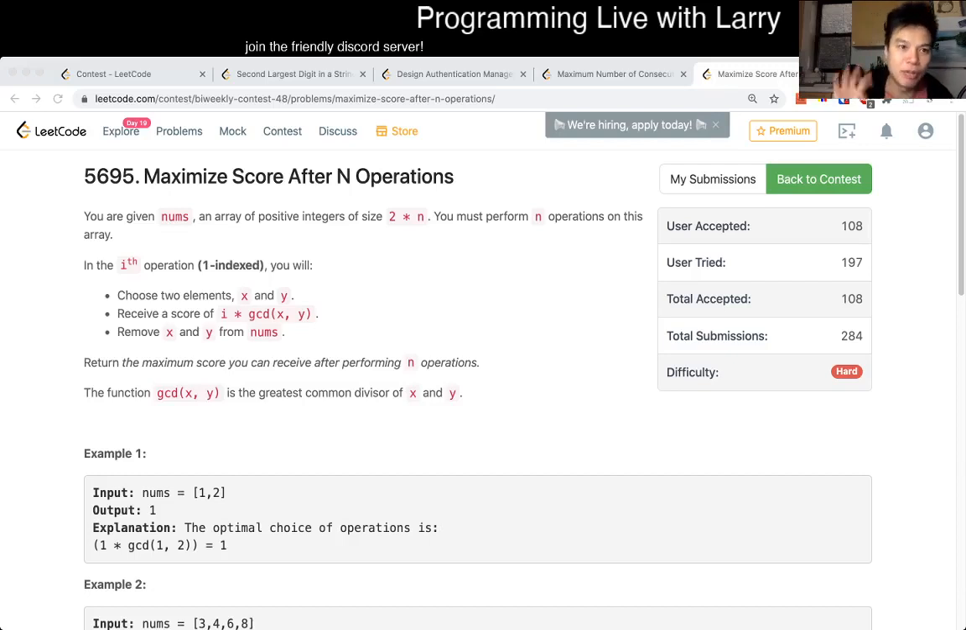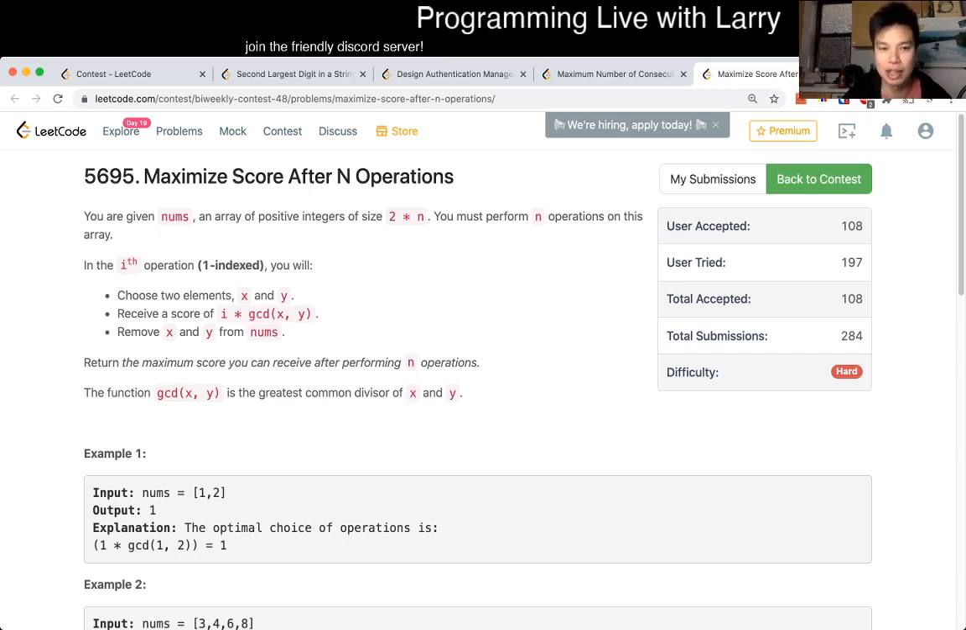This is me going over Q4 of the bi-weekly contest 48, maximize score after n operations. So this is one problem where you look at the constraints first, or maybe second after you look at the problem. When I look at this problem, I think this is really hard to do because you have a lot of decisions to figure out.